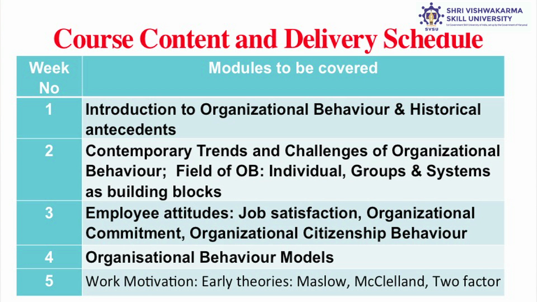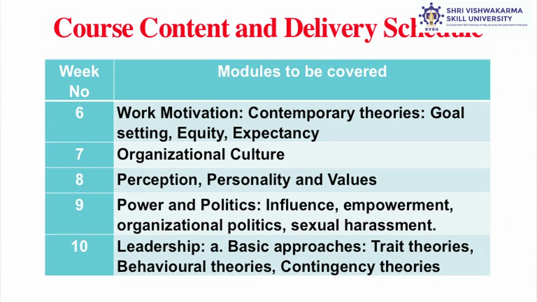In the fourth unit, we shall be dealing with the organizational behavior methods, and in the fifth unit, we shall be talking about work motivation, early theories related to work motivation, and specifically it will include the theories of Maslow, McClelland and the two-factor theory of Herzberg. In the sixth unit, we shall again be talking about work motivation, which will include other theories like goal setting, equity theory and expectancy theory.